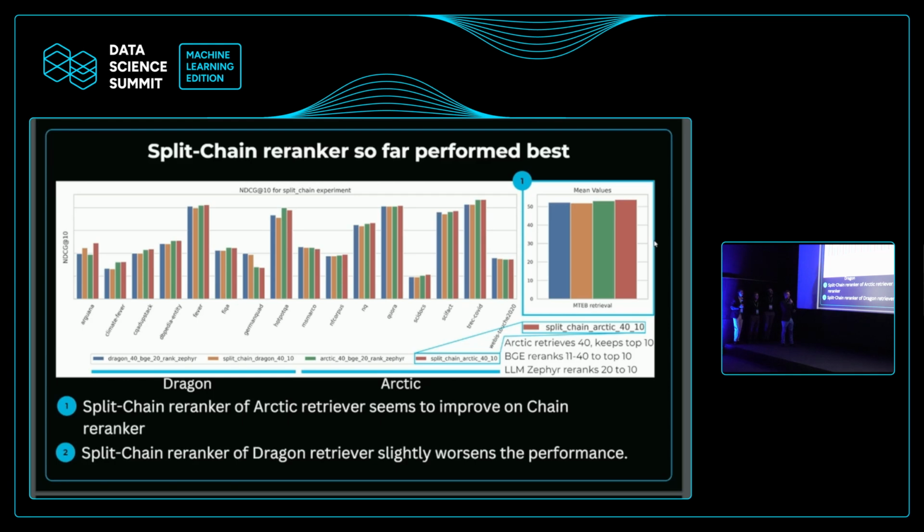So as you can see here, we compare both Dragon and Arctic, our previous approach, the chain re-ranker that you already saw, with our split re-ranker. In case of Dragon, we unfortunately see a slight decrease in performance, but with Arctic we see an improvement. Also, we are talking about the mean here. The individual data sets differ more.